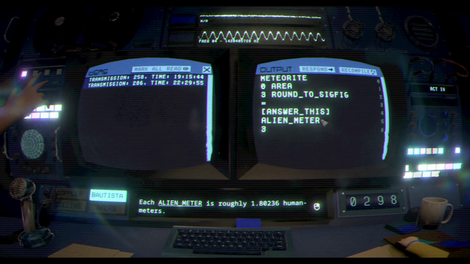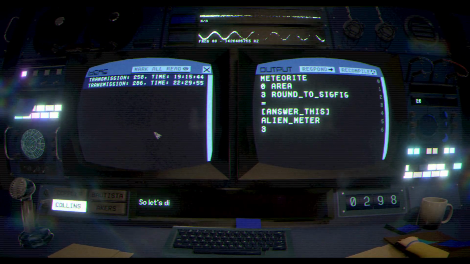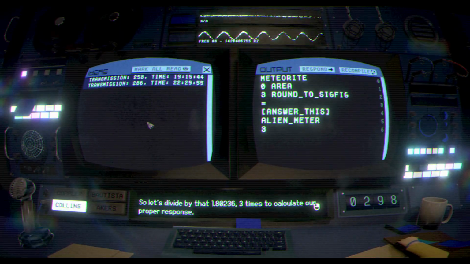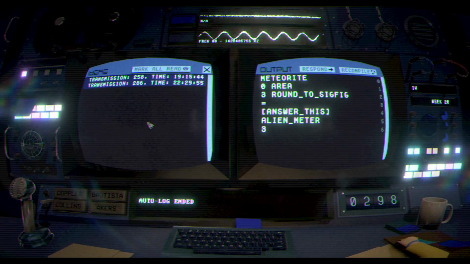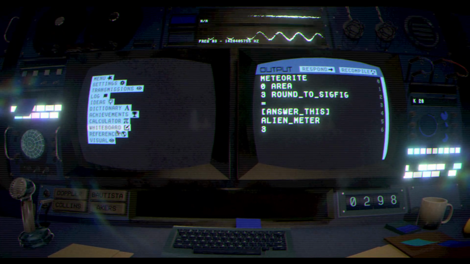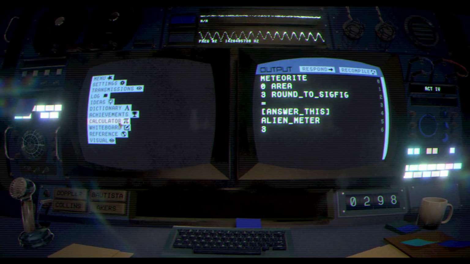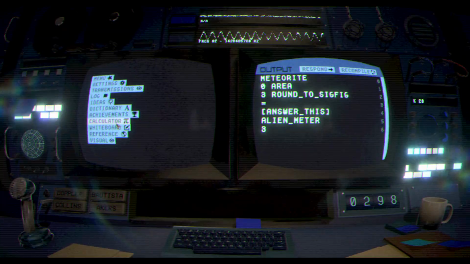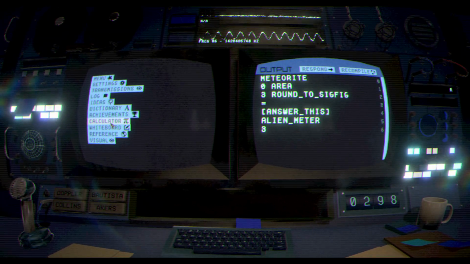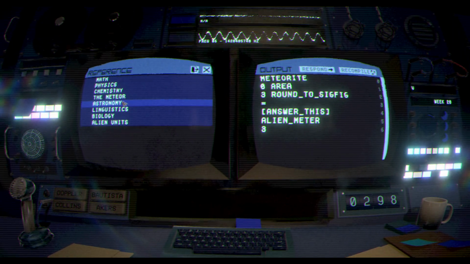Each alien meter is roughly 1.80236 human meters. So let's divide by that 1.80236 3 times to calculate a proper response. Okay. I feel like my method should have worked too, but I'm gonna guess that they calculated a volume that was not just a prismatic volume and was in fact something different.